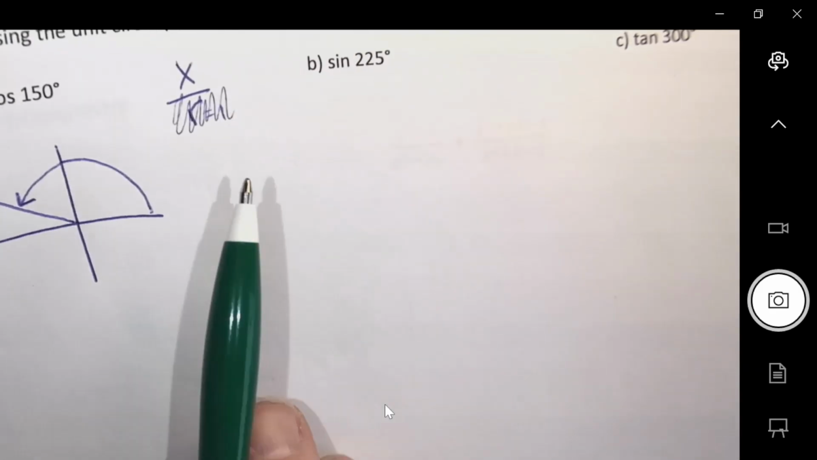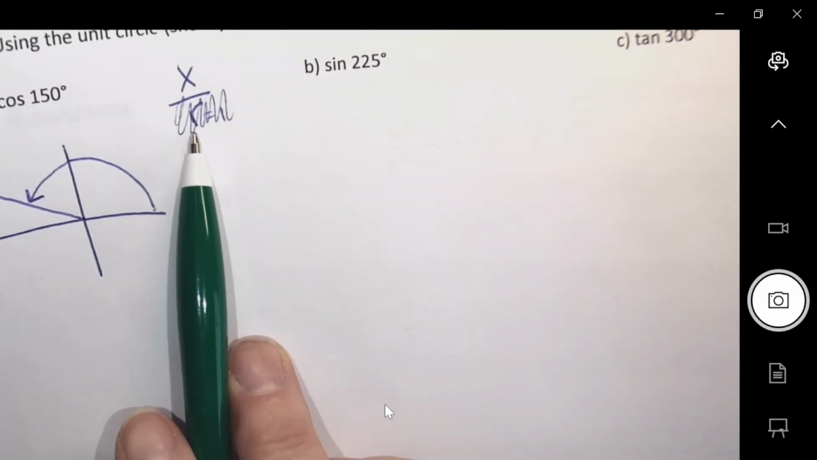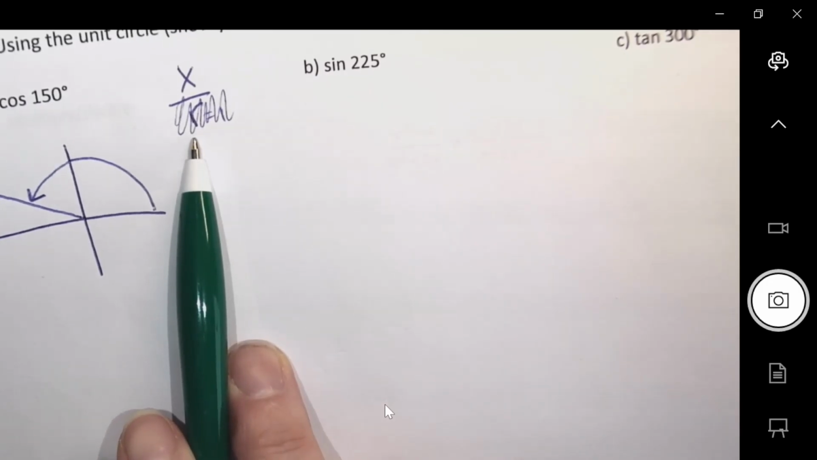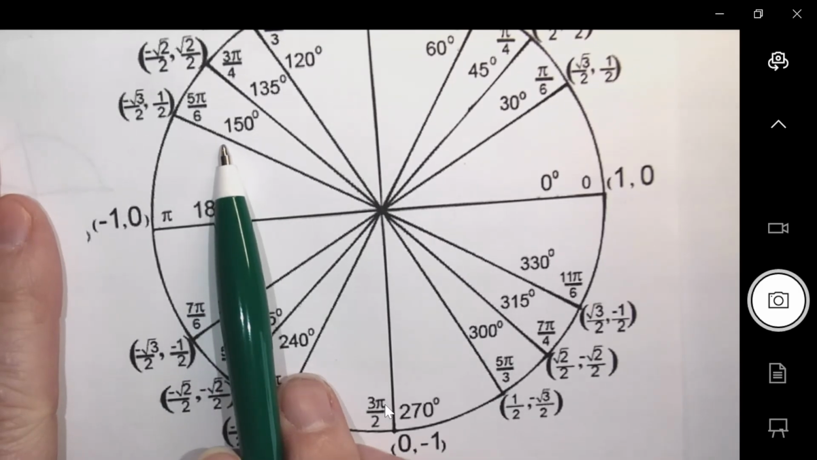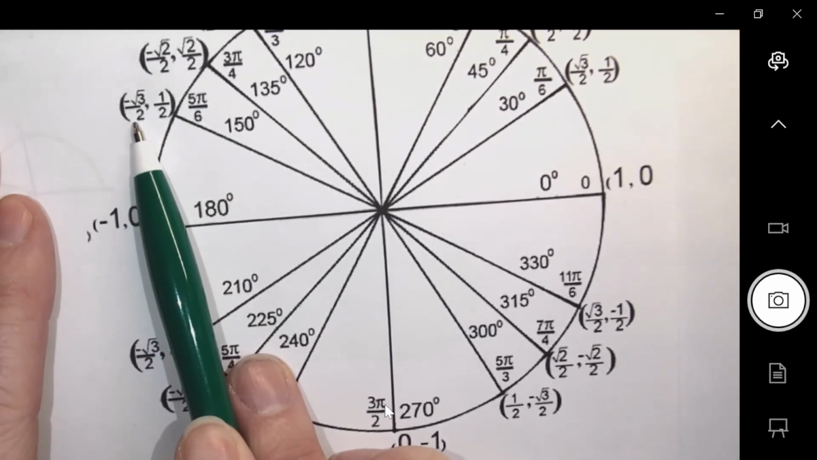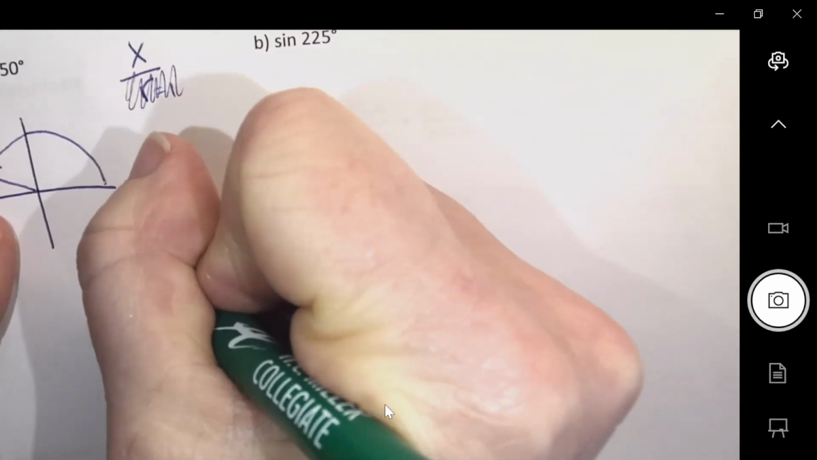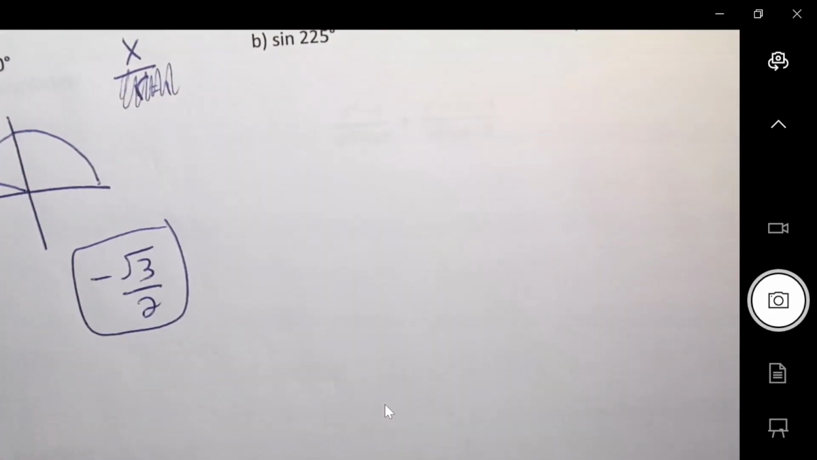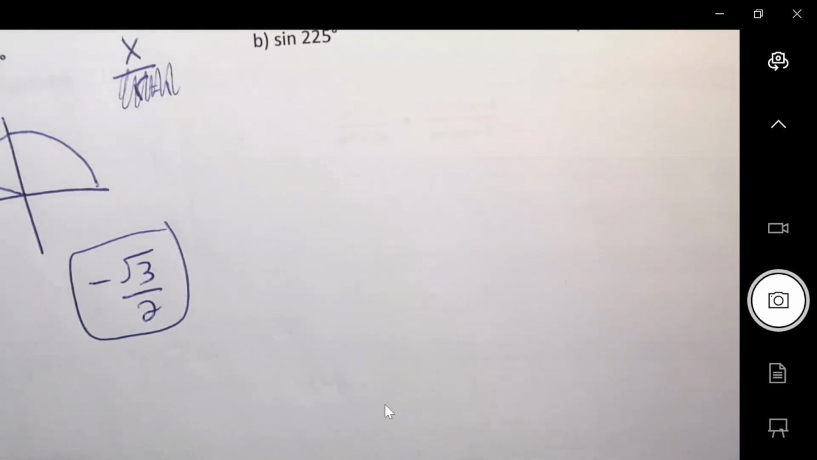Okay. So I scratched it off because dividing by 1 doesn't mean anything, right? So what is the x value? So for 150, what's the x value? Negative root 3 over 2. That's done. So there's one of these questions on your exam. Make sure if you answer me as a decimal because you used your calculator, 0 points. Okay?